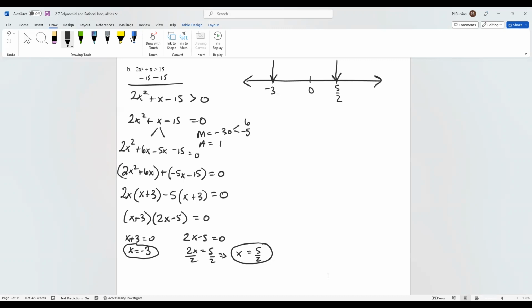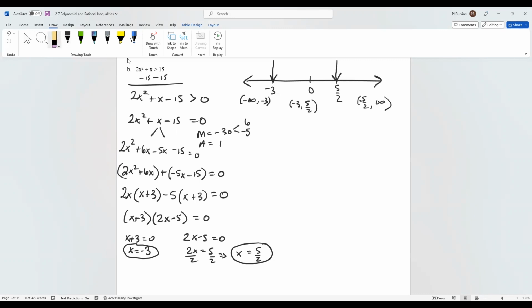Once again, we have two boundaries, therefore we're going to have 3 intervals. Those intervals are, and again, keep in mind, we are just greater than here, so we're not equal to the boundaries. So this interval is -∞ to -3. The interval in the middle is -3 to 5/2. And on this end, it's 5/2 to infinity.